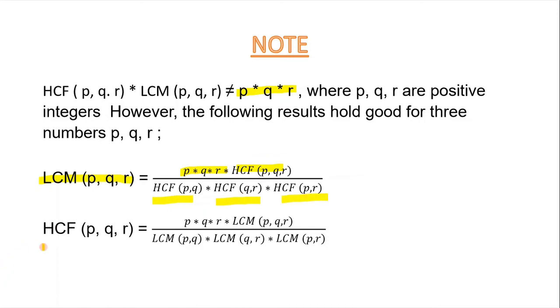Again, for finding HCF, the formula is HCF of P, Q, R is equal to the product of the three numbers into LCM of the three numbers, divided by LCM of PQ into LCM of QR into LCM of PR.